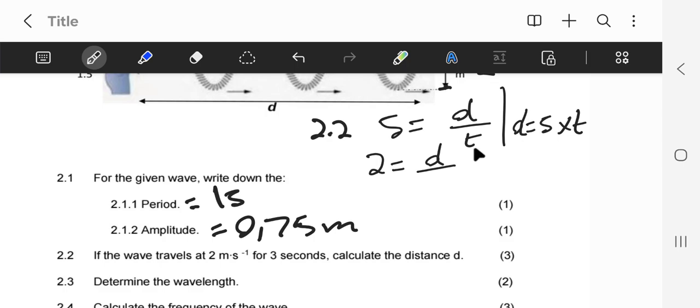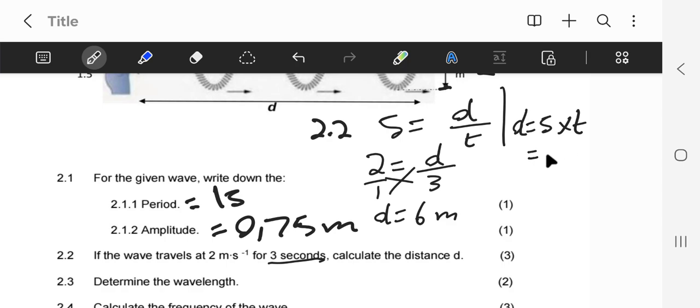What about t? T is the time, and t is 3. In this case, we know that time is measured in seconds, so this 3 is going to be our t, and then from here we do cross multiplication. D multiplied by 1 is going to be d, then 2 multiplied by 3 is going to be 6, and our distance will therefore be 6 meters. Okay, and distance, guys, as you can see, is measured in meters.